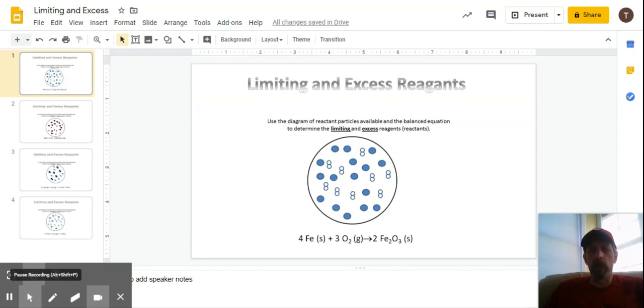Essentially, what happens is we run out of one of the particles, which is what we would call limiting, and that limits our ability to make any more new chemicals called products. What's left over as reactant, we would call the excess reagent.